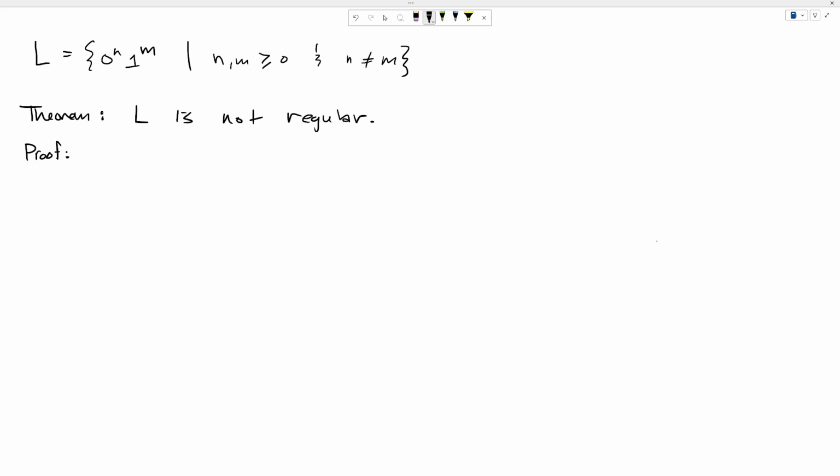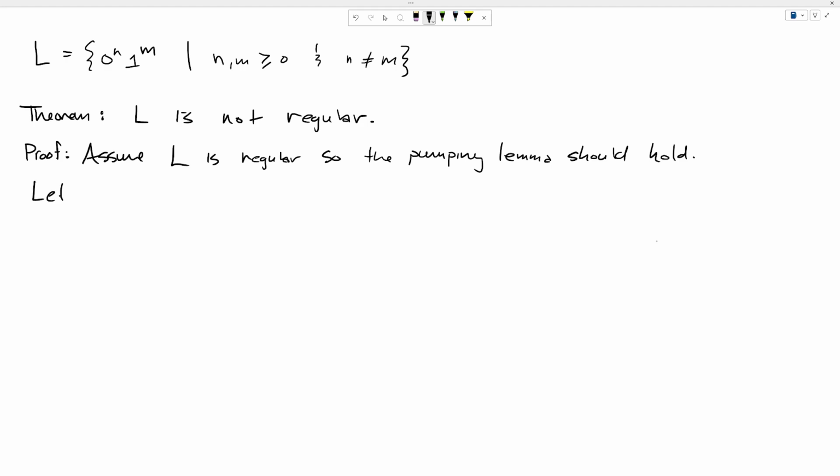And again, we will begin with an assumption that L is regular to reach our contradiction. And so our opening assumption, again, is usually the same. We're going to assume that L is regular, and therefore the pumping lemma should hold. And again, that means now we get to pick some string s. So let's get started there. Let s be equal to something.